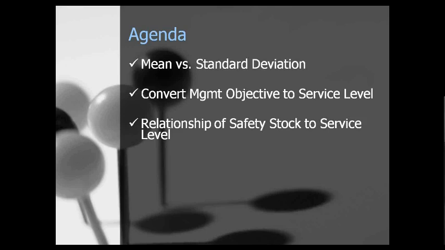And from there, we looked at, wrapping it up, a couple ways to reduce the amount of safety stock by either improving forecast accuracy and or reducing the amount of time it takes to replenish your inventory.